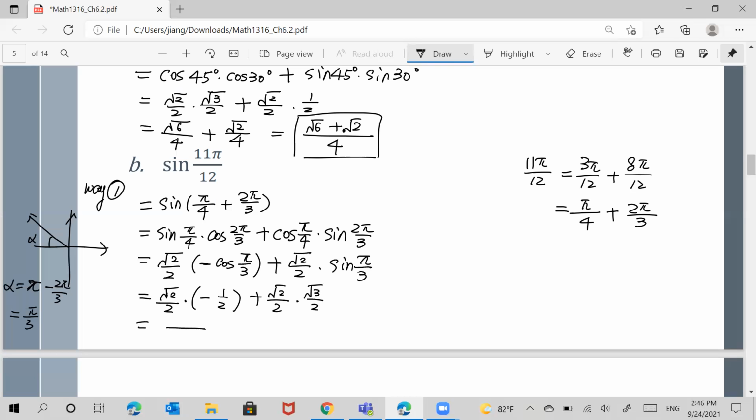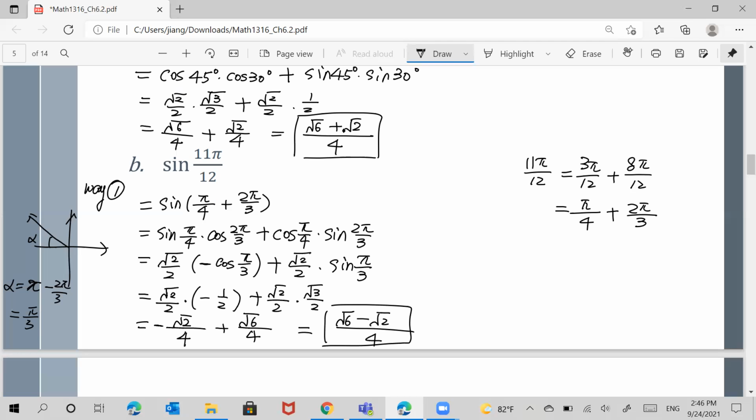This one, the bottom is 4. The top, keep the negative sign here, square root 2, plus square root 6 over 4. And then sum up the tops. That's square root 6 minus square root 2. So this is the answer for this one.